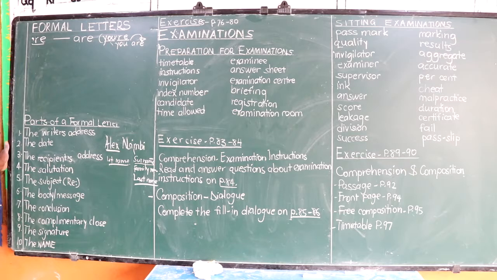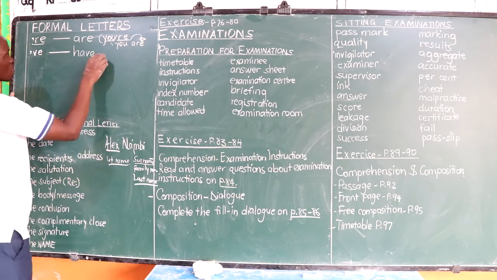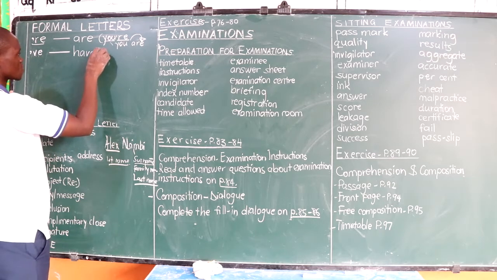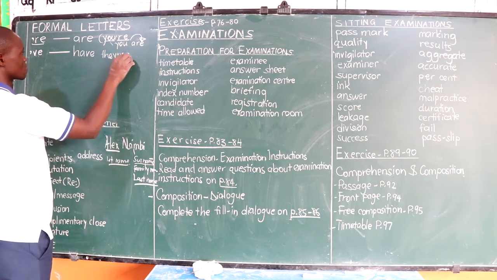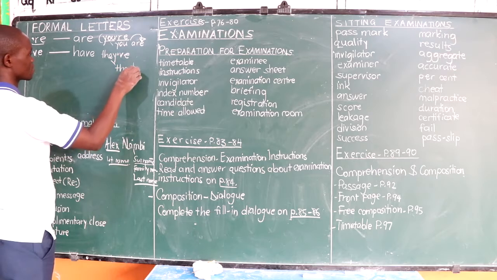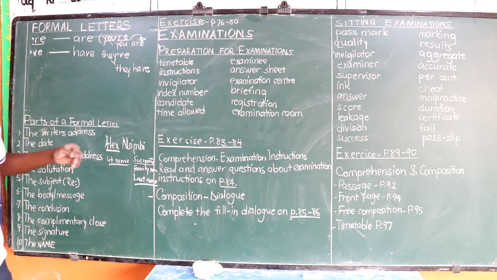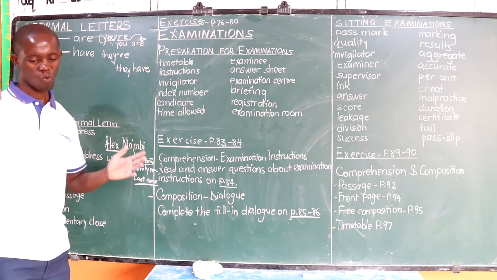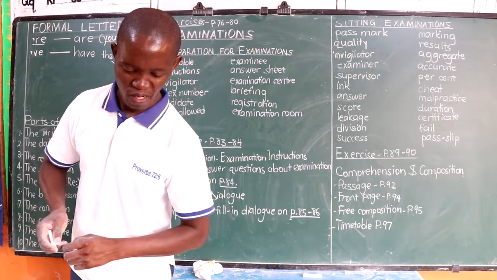Next, we see apostrophe VE. What does apostrophe VE stand for? You'll change that to have. For example, if I see my contraction as they apostrophe VE, my answer in full will be they have. Next, what do we see? Apostrophe D, which stands for either had or would. Either had or would. Not did, as some people normally mistake it.